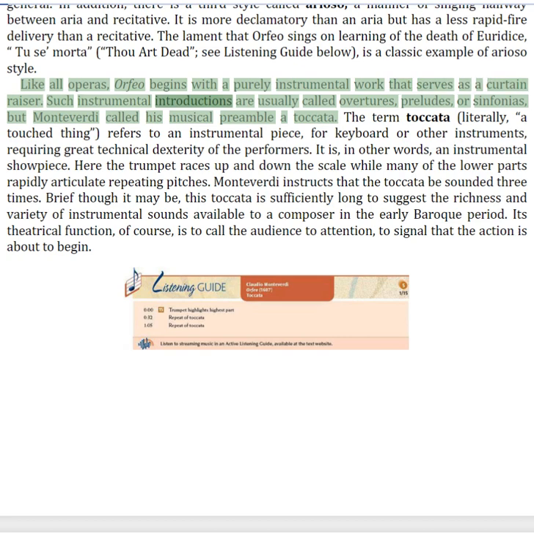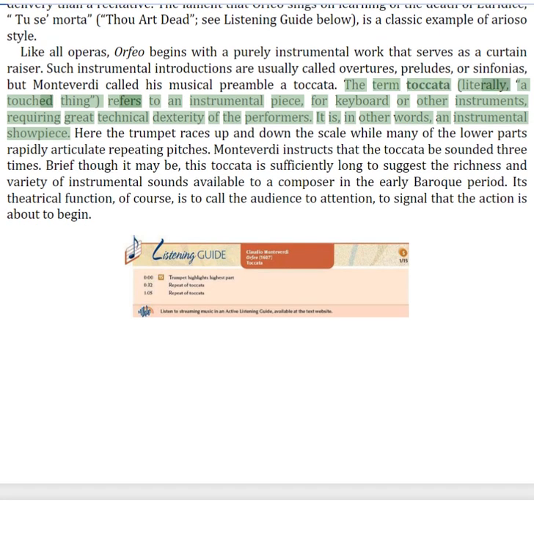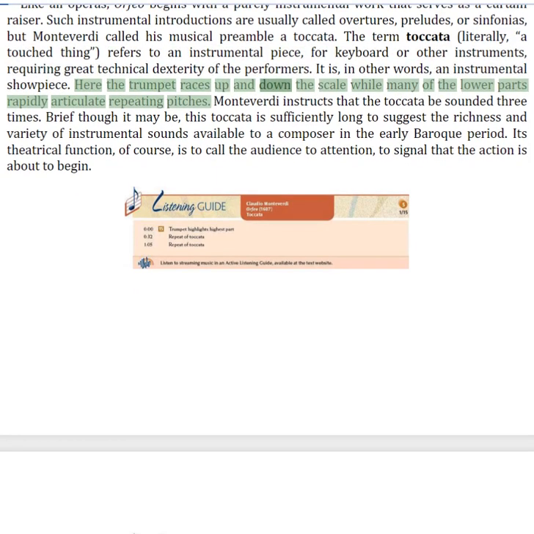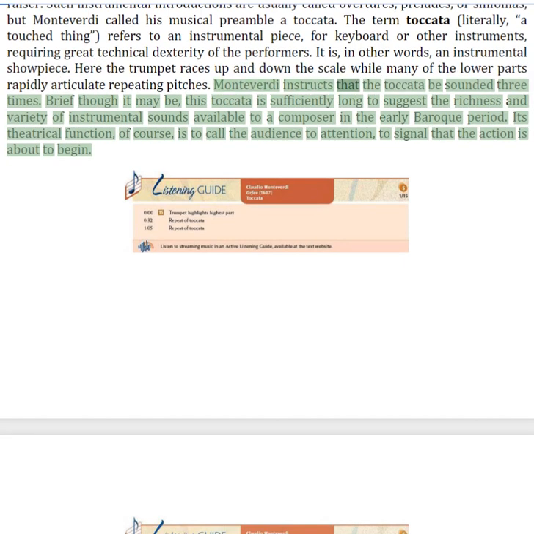Such instrumental introductions are usually called overtures, preludes, or sinfonias, but Monteverdi called his musical preamble a toccata. The term toccata refers to an instrumental piece, for keyboard or other instruments, requiring great technical dexterity of the performers. It is, in other words, an instrumental showpiece. Here the trumpet races up and down the scale while many of the lower parts rapidly articulate repeating pitches. Monteverdi instructs that the toccata be sounded 3 times.